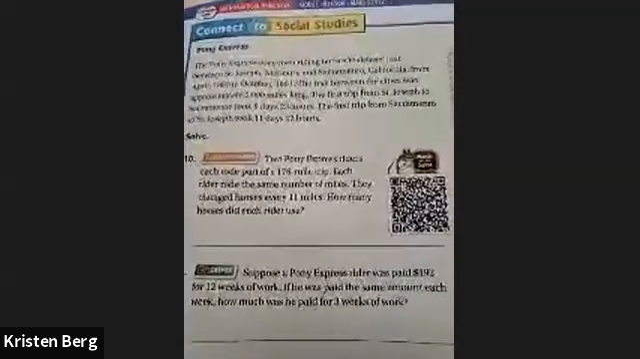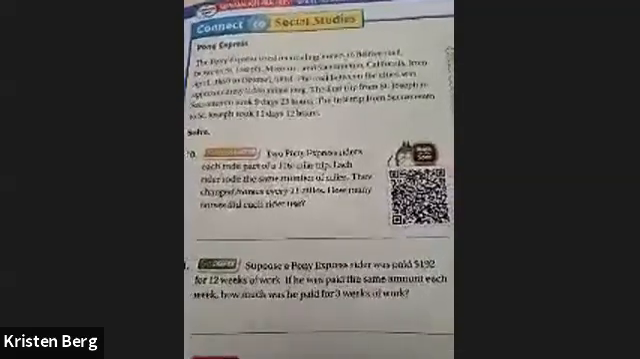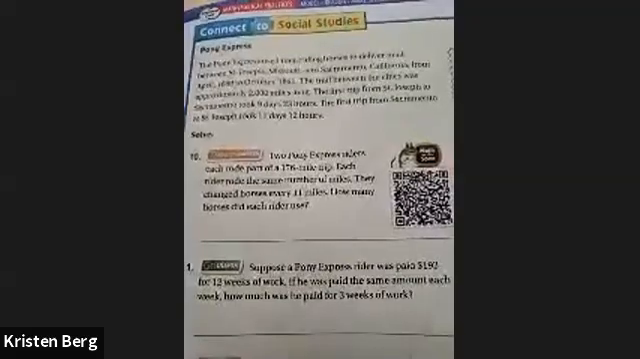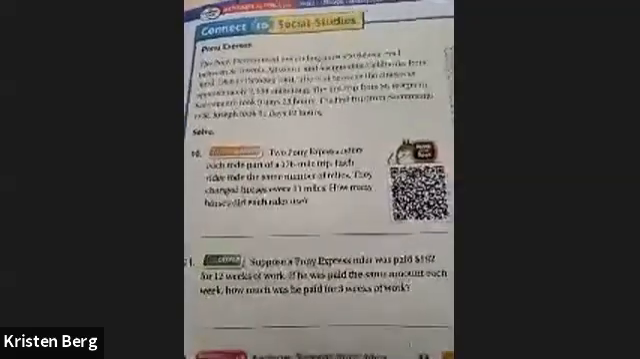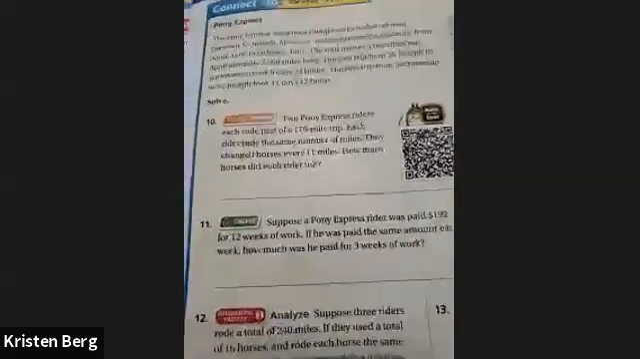The first trip from St. Joseph to Sacramento took 9 days and 23 hours, and then the first trip from Sacramento back to St. Joseph took 11 days, 12 hours. Now they're just saying some problems based off of this.